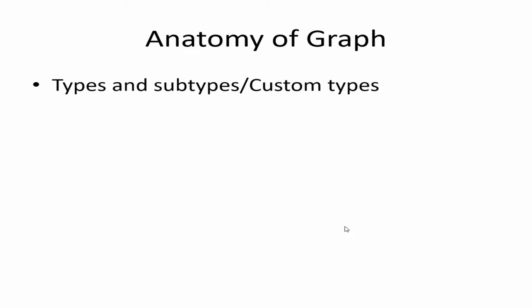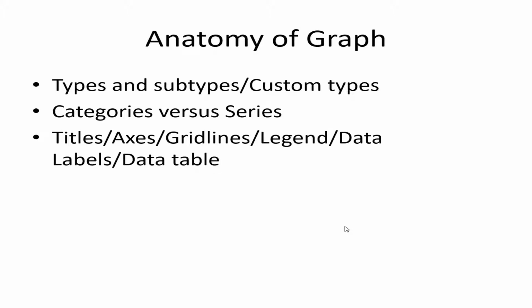If you look at the anatomy of a graph, there are in the spreadsheets types and subtypes, and these subtypes are custom types. There are categories and series which represent X and Y coordinates, and we have titles, axes, grid lines, legend, data labels, data table. They are all available, but you don't need to use everything. Why?